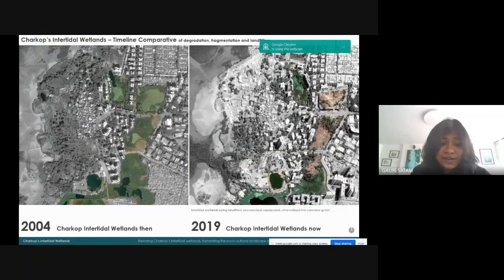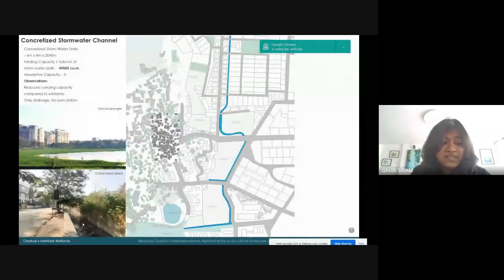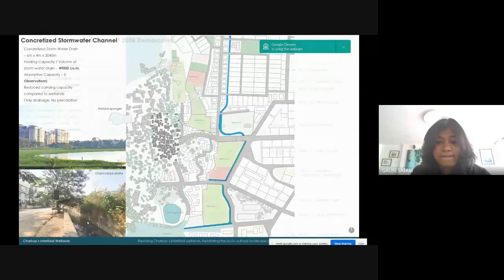Coming to the intertidal wetlands, what they were once, as these sponges, as you can see, and what they have turned out to be today: landfilled, encroached, repurposed, and channelized into a concrete gutter, something on these lines. So wetlands like these are being compromised and channelized into drains like these.